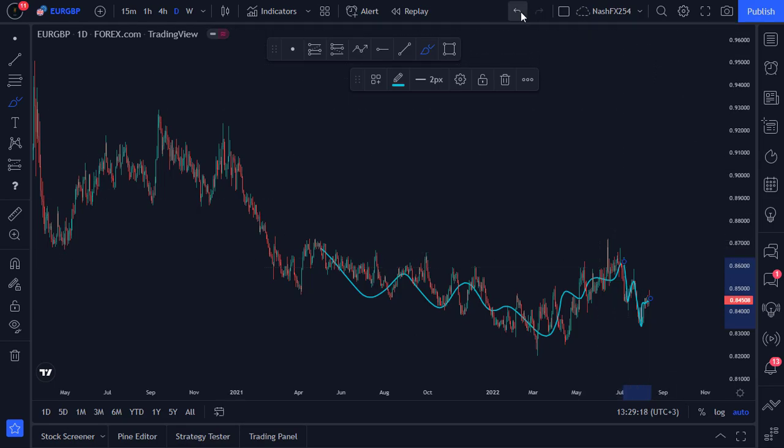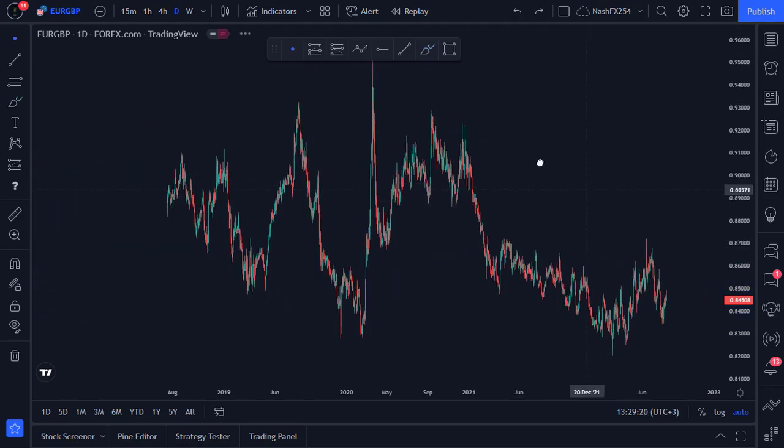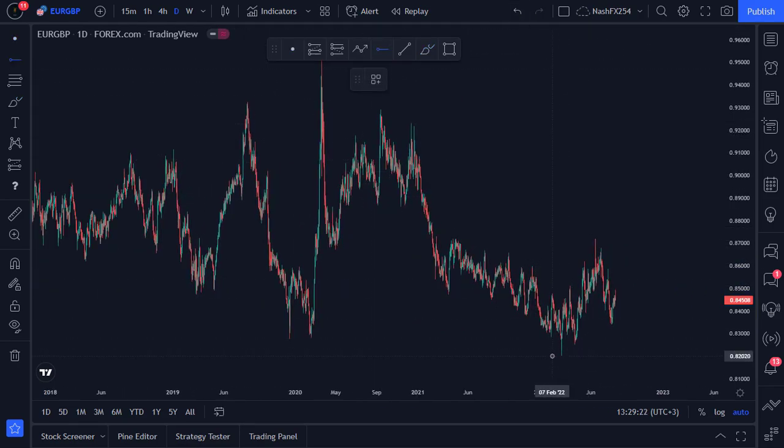So let's just dive deeper. We'll see what we can get. So we have this key area. Key area is an area where the price might react to, guys.